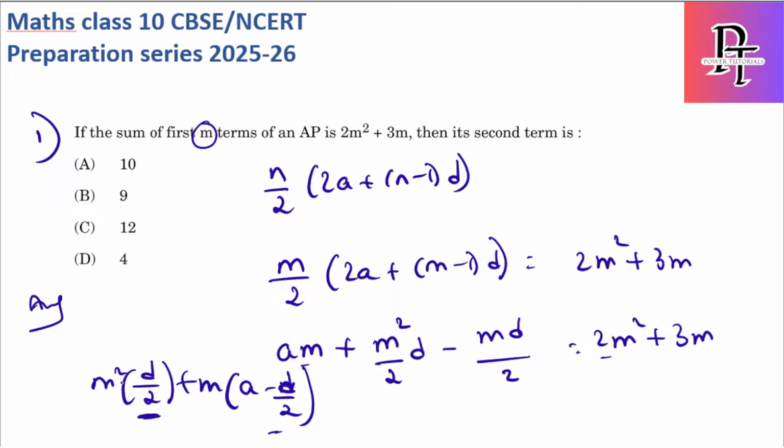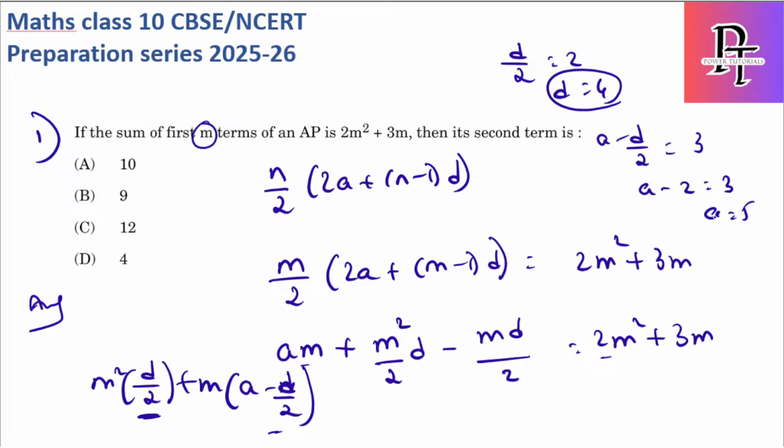Just relate these two terms with the two coefficients. What is the m square coefficient here? It is d by 2, so d by 2 is equal to 2, so d is equal to 4. Now a minus d by 2 is what? It is nothing but the m coefficient, which is 3. The d value is 4, so d by 2 will become 2, and a value is 5. So we got a as 5 and d as 4, so the second term is 5 plus 4, which is 9.